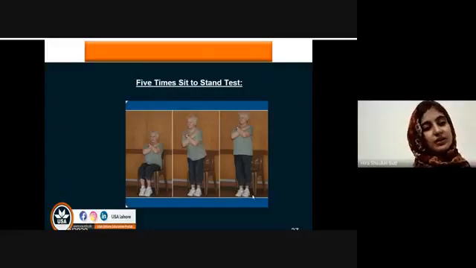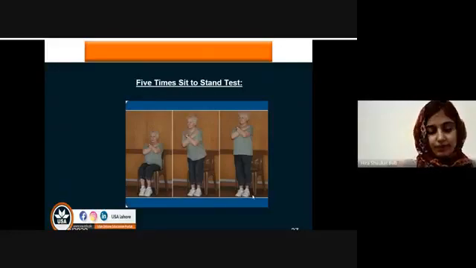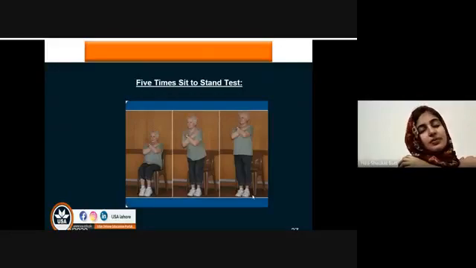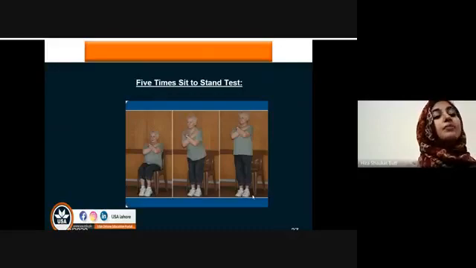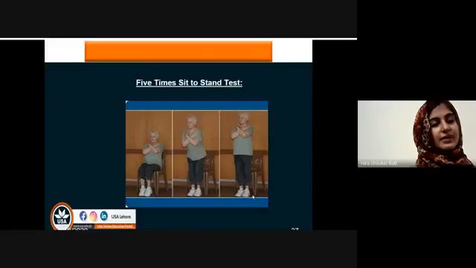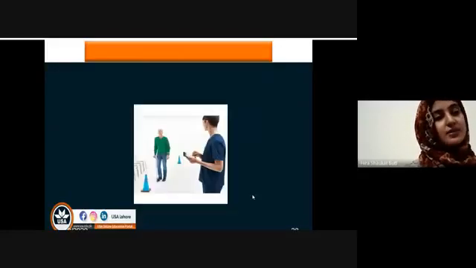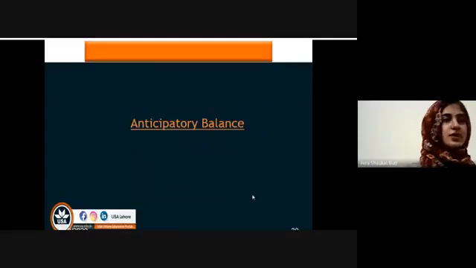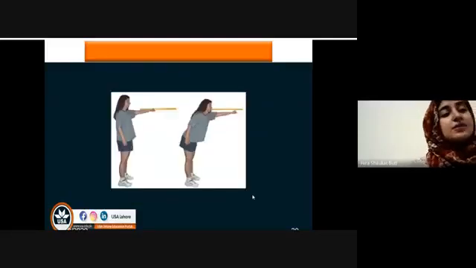If you want to make things different, then you can ask them to modify the positions of the upper limb. Either you can ask them to place them here or here or here, but without the support of the muscles of the thigh. So the person has to stand by herself or by himself. So the 5 times sit to stand test or the walk test can be used in the assessment of the dynamic balance. Then comes the anticipatory test.